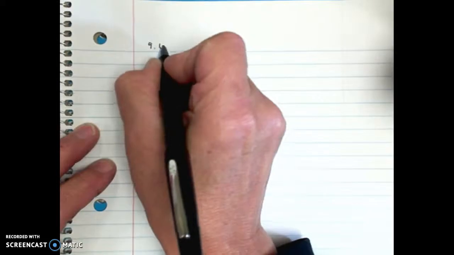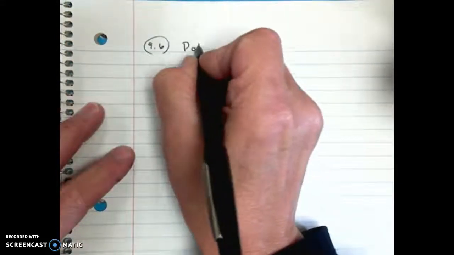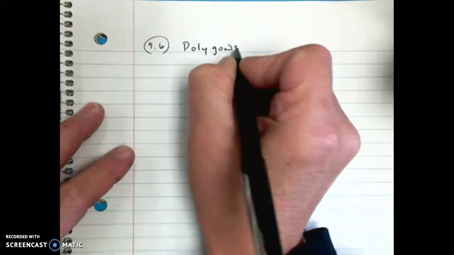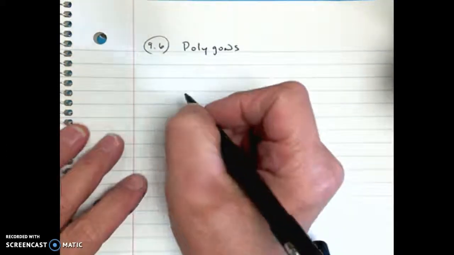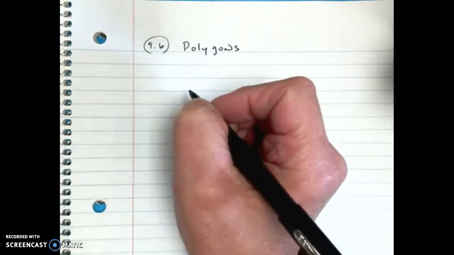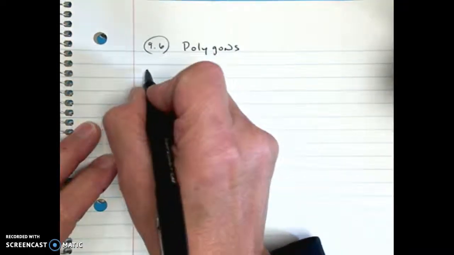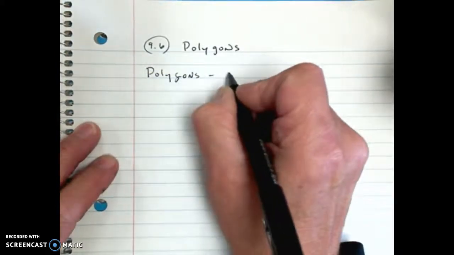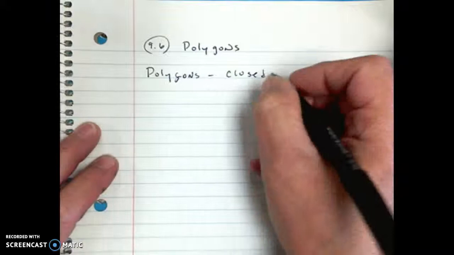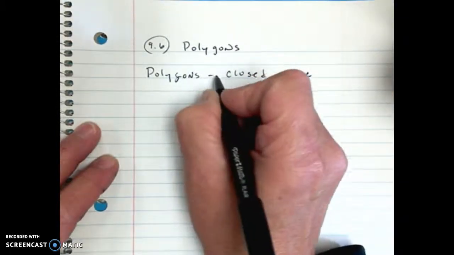Today we're going to begin lesson 9.6, and 9.6 has to do with polygons. Polygons are basically just closed figures, a closed plane. So we're going to put a definition on there real quick. A polygon is a closed plane. And there's lots of different kinds of polygons.